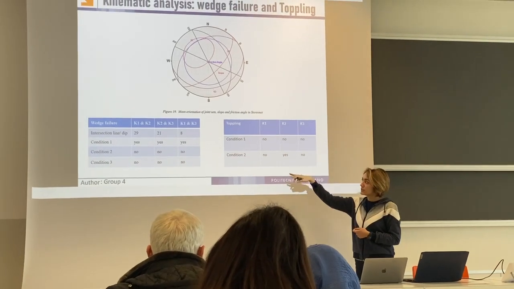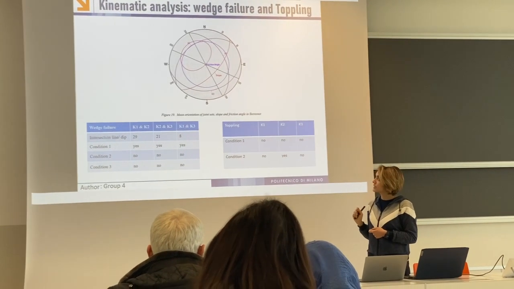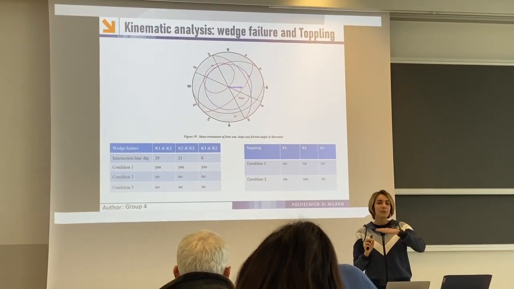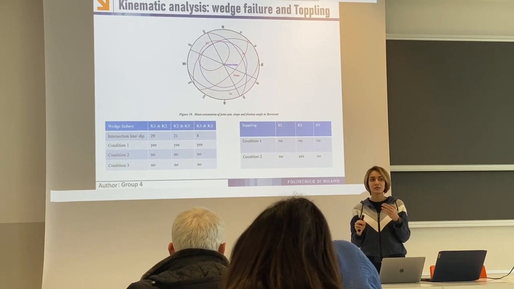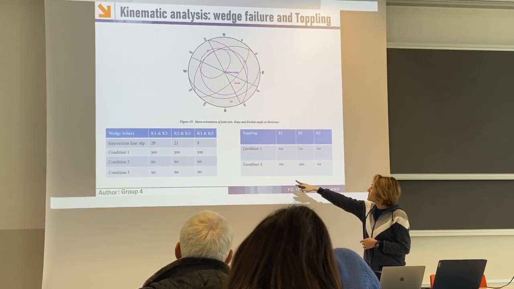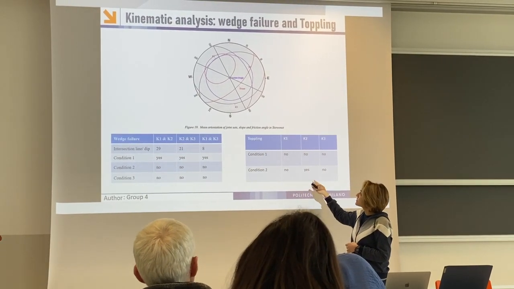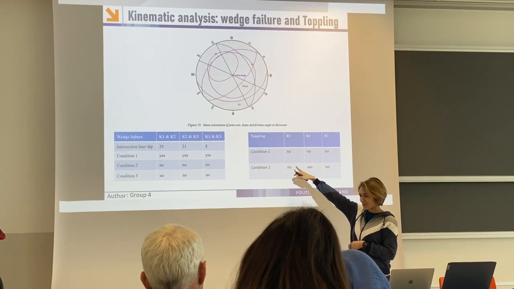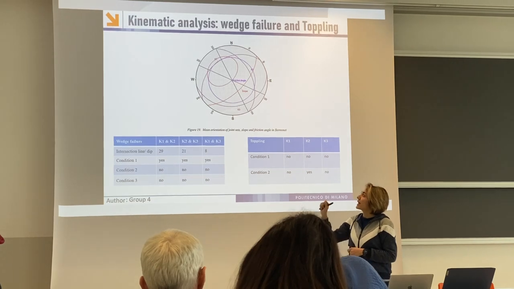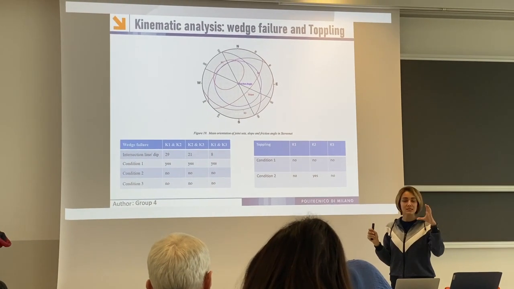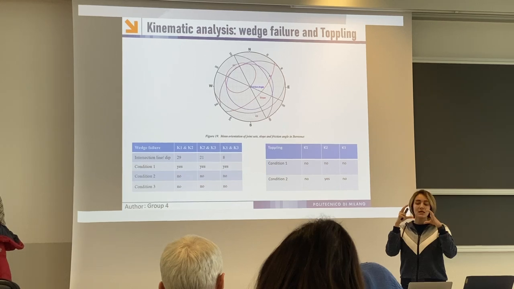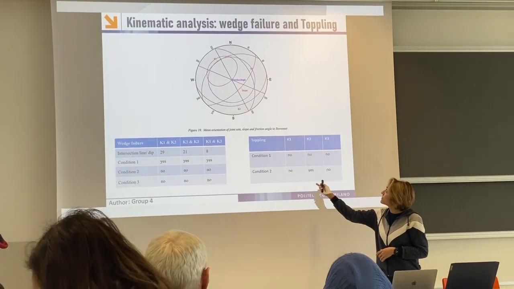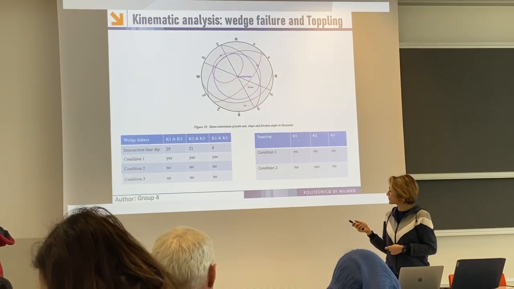For toppling, we need to consider 2 conditions. First, the dip of discontinuity must be more than 70 degrees. It means that it should be quite vertical. So it is not true for this condition. As for the second one, the slope should be the same as the plane, but totally on the opposite side. Therefore, there is no toppling as well.